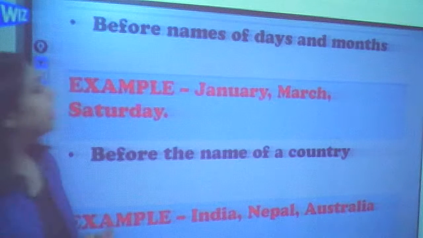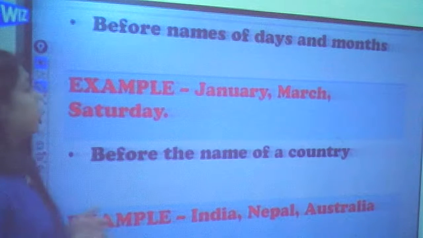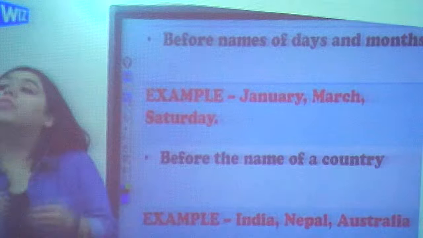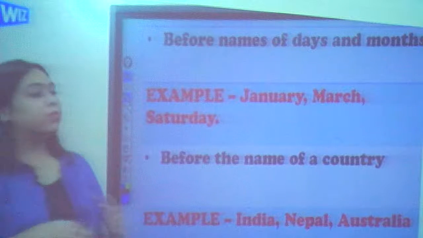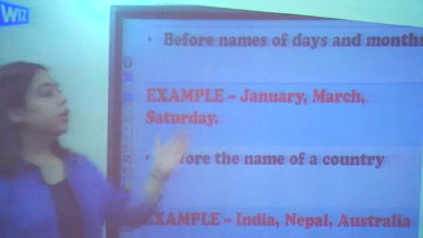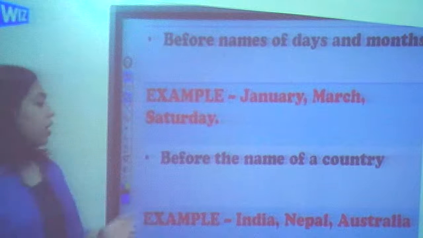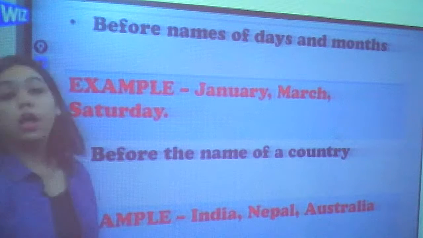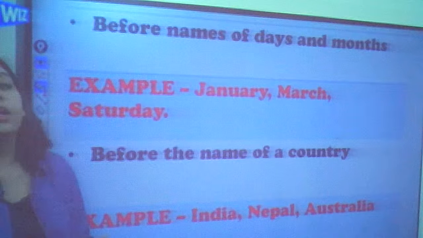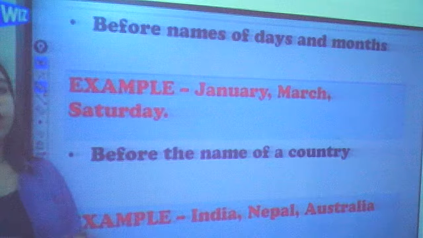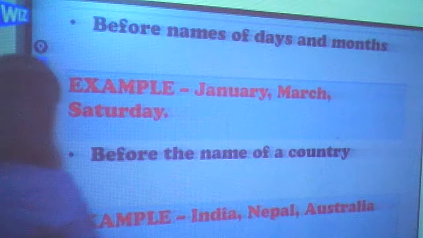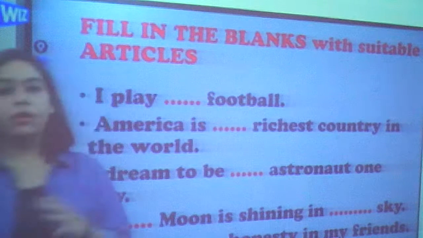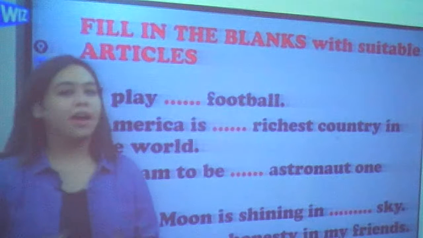Let's move on. Before the names of days and months. We'll be meeting on Saturday. I will never say that we will be meeting on the Saturday. January, March, Saturday. Before the names of a country, like India, Nepal, Australia, you will not say the India. I'll say I belong to India. Now that's all for the areas where you're not going to use the article.